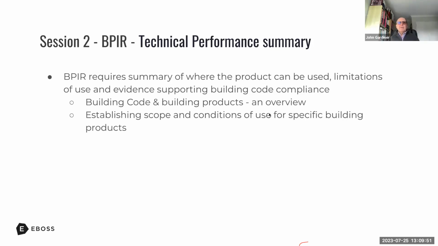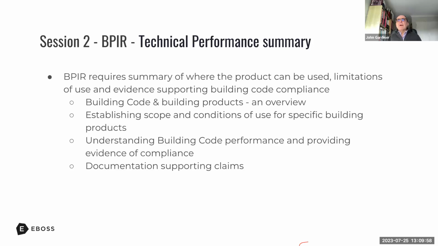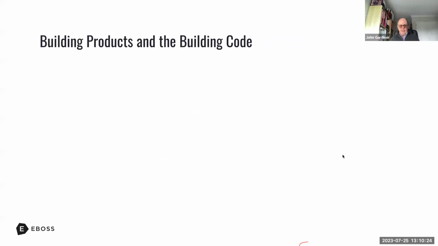Sorry, my screen's generating a bit slow. So I'll go through the building code and building products, just a quick overview of what is a rather large area, talk about the principles behind establishing the scope and conditions of use for your compliance claims, understanding how the evidence of compliance can be structured, and some of the basic things around that, and then also about some best practice about documentation supporting claims.